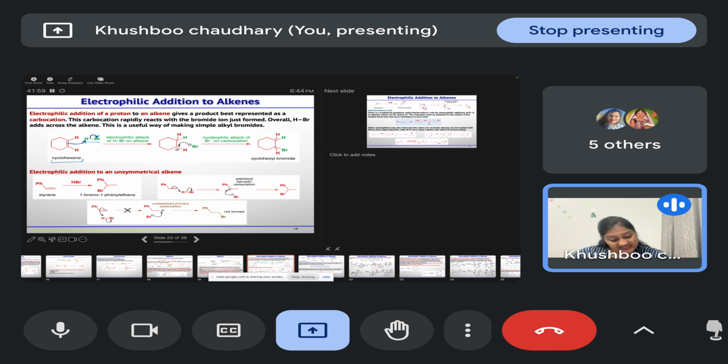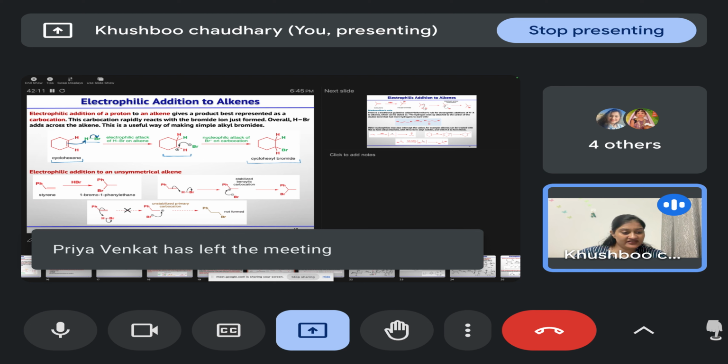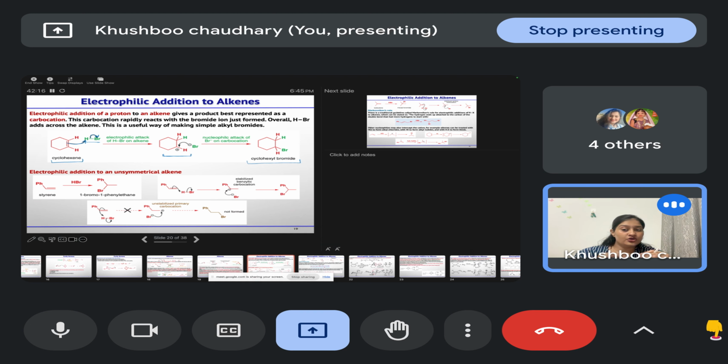So once this carbocation is generated, the bromide ion that is released in the first step will attack this carbocation and lead to the formation of cyclohexyl bromide. So what will happen in this reaction? Your HBr is adding across the alkene: hydrogen on one carbon, bromide on another carbon. As this is a symmetrical alkene, we will get only one product.